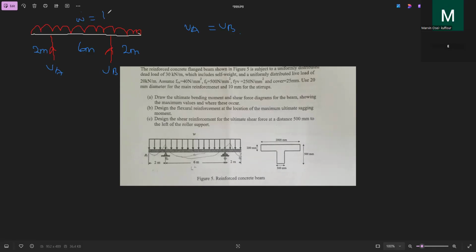Let's find this W. This W is 1.4 times the dead load, which is 30, plus 1.6 times the live load, which is 20. That gave us 74 kilonewton per meter. So when it is symmetrical, you just calculate the total load on the beam and divide by 2.